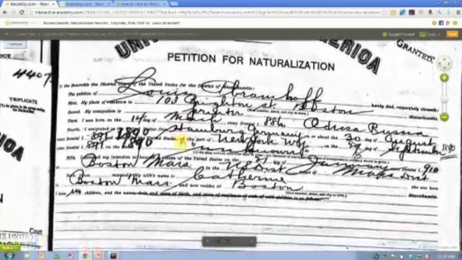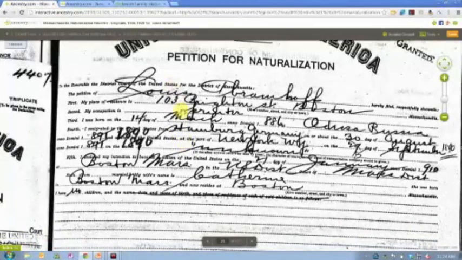In some cases, we actually have the original petitions online. The documents themselves are here online. So here is a petition for naturalization for another Abramoff, and it lists his address, it lists his birth date and place, the city in Russia where he was born. It lists the port he left from, in this case Hamburg, Germany, and the port he arrived into, which was New York. He doesn't remember the name of the ship.